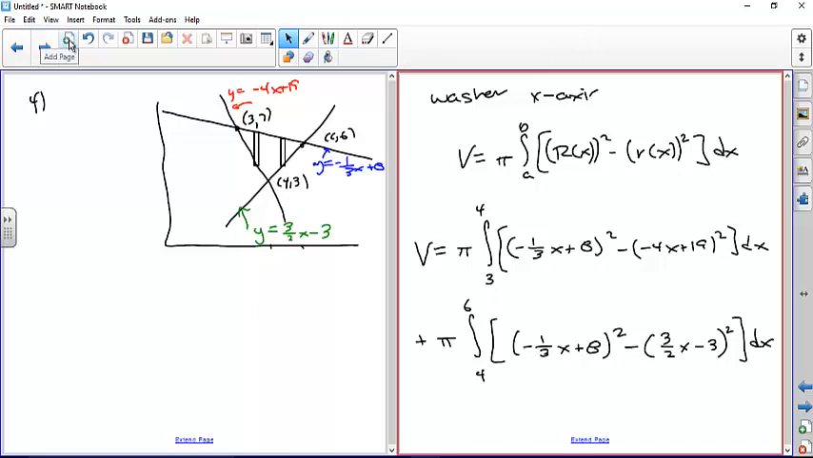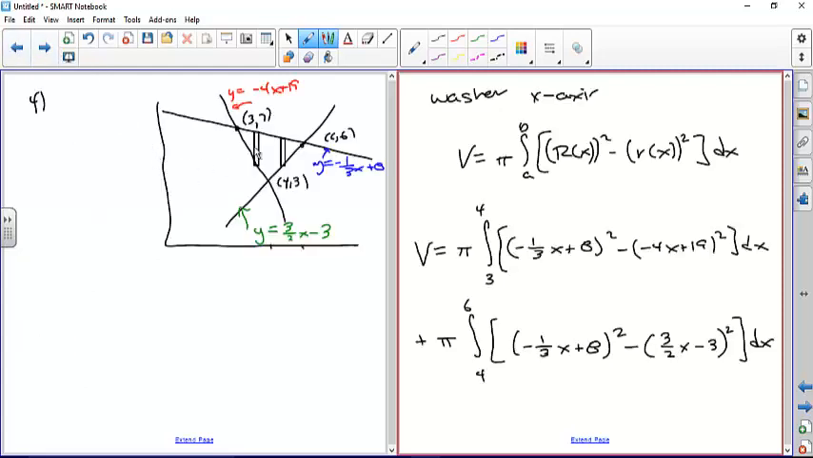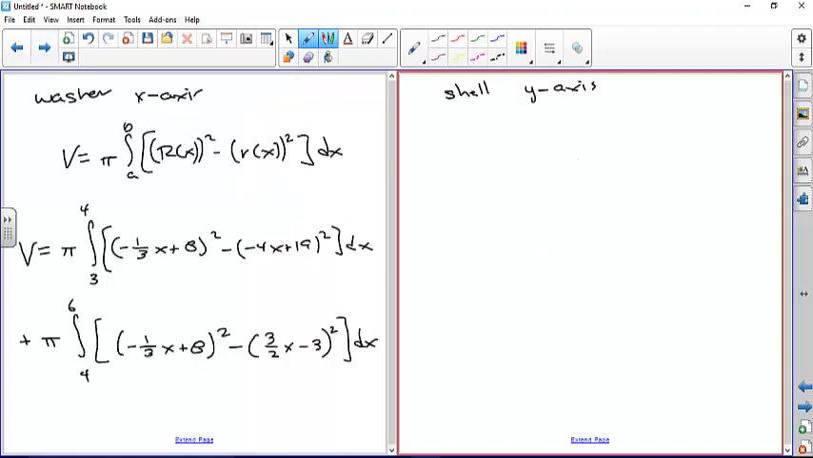Now for the shell around the y-axis, you have the same orientation of the rectangles because the shell goes this way. So since they're vertically arranged rectangles, we're still going to integrate with respect to x. We're going to have the same limits and the same curves, but instead of squaring them, we're not going to square them.